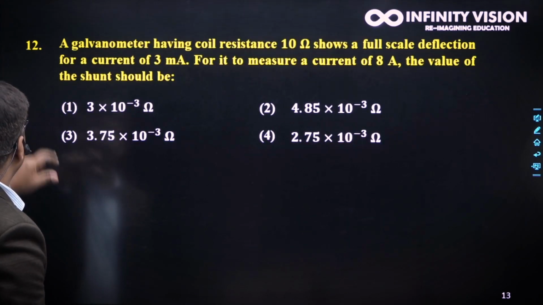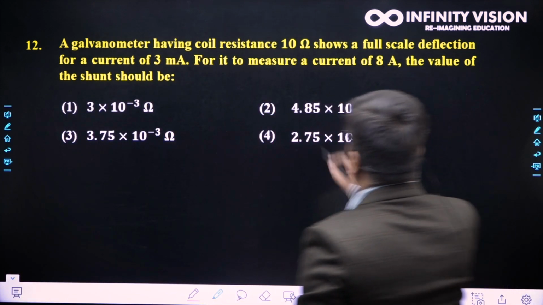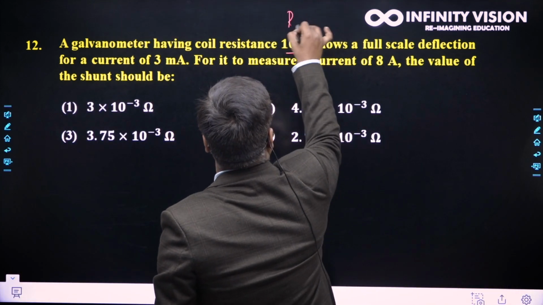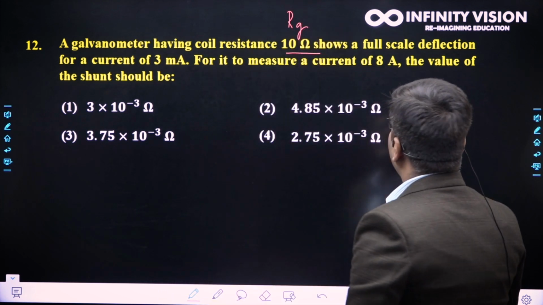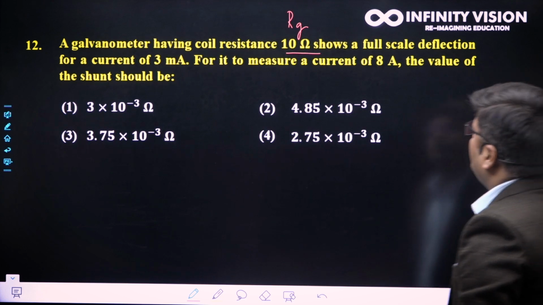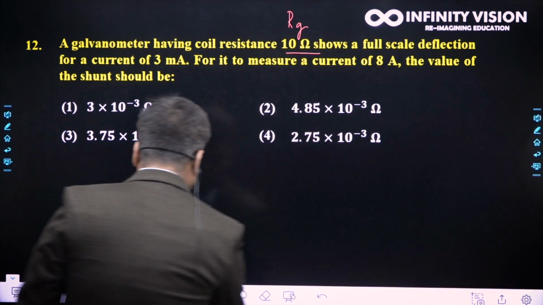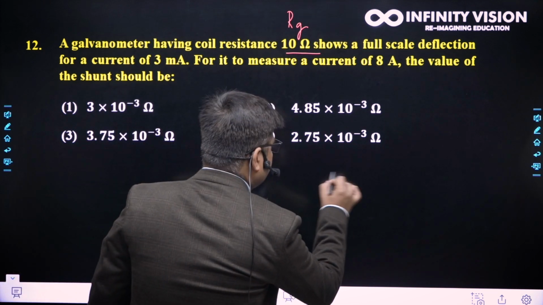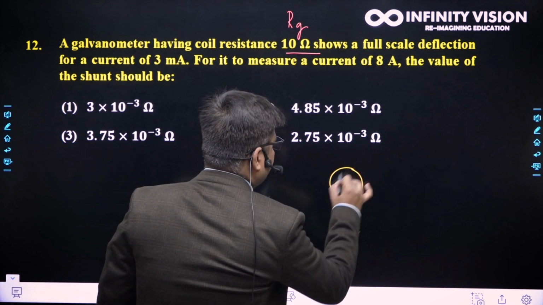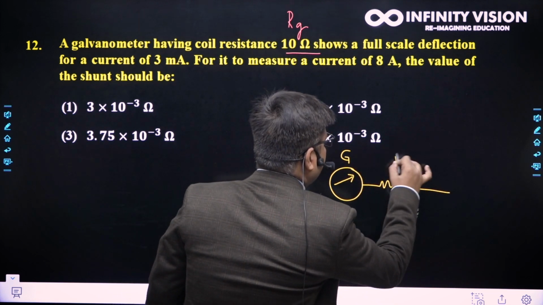Now coming to question number 12. A galvanometer having coil resistance of 10 ohm, this is the galvanometer resistance Rg we can say, shows a full scale deflection for a current of 3 milliampere. For it to measure a current of 8 ampere, the value of shunt should be. So let's draw a small circuit. This is our galvanometer. This is its resistance Rg.